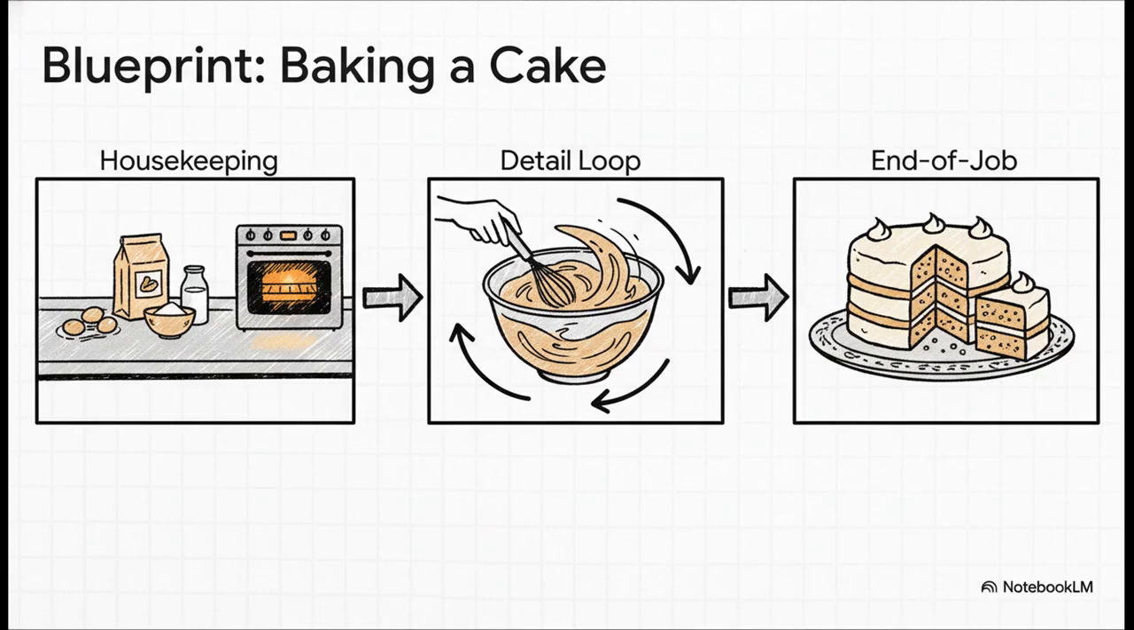To see how this works in the real world, let's use the example of baking a cake. The housekeeping is you gathering all your ingredients, preheating the oven. The detail loop, that's the main action, mixing everything together, pouring it in the pan, and baking it. And the end of job task? That's letting it cool and, of course, serving the cake. See? It's a logical, step-by-step process.